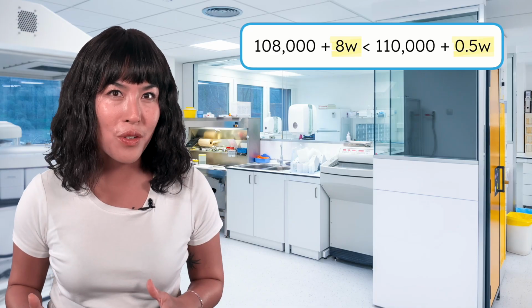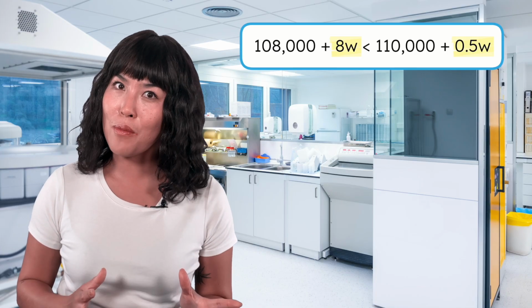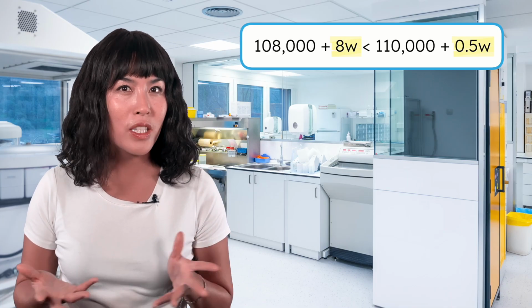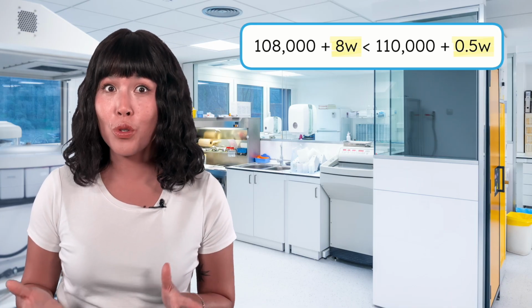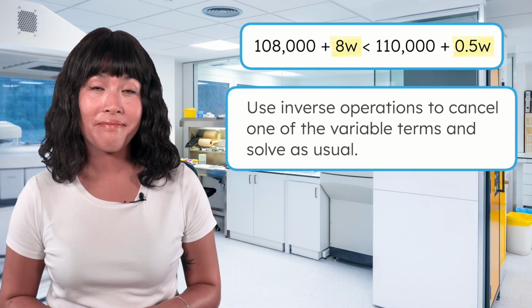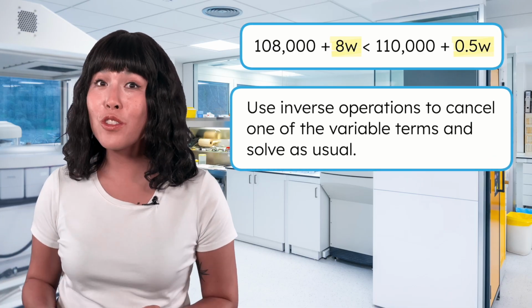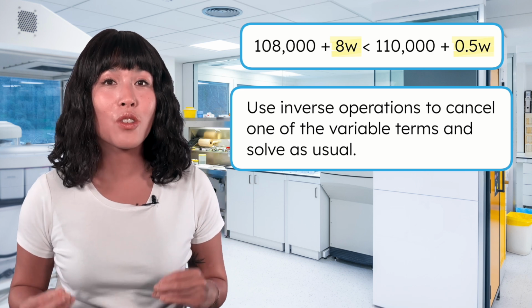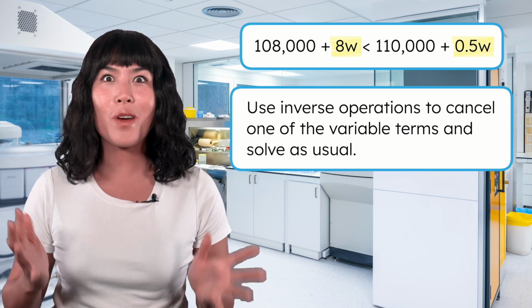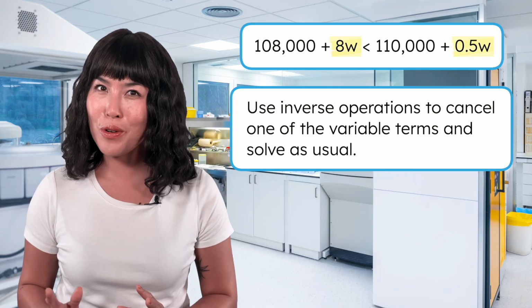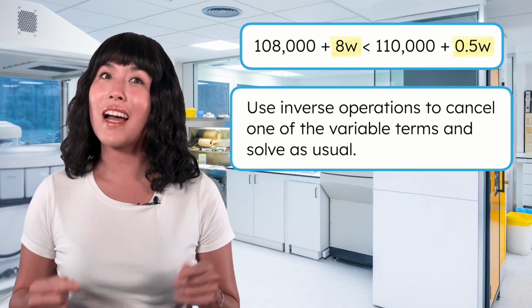In the equations unit, we encountered this same phenomenon with equations. What did we do to solve an equation with 2 variable terms? Oh, that's right. We used inverse operations to cancel one of the variable terms and solve as usual. Okay, let's try this out with some simpler examples first before we tackle this inequality.